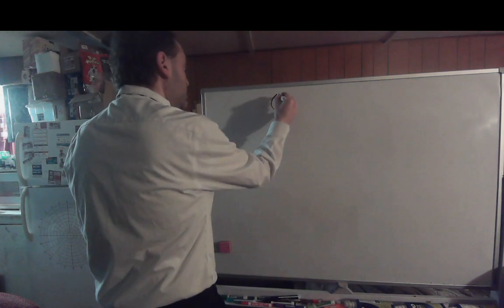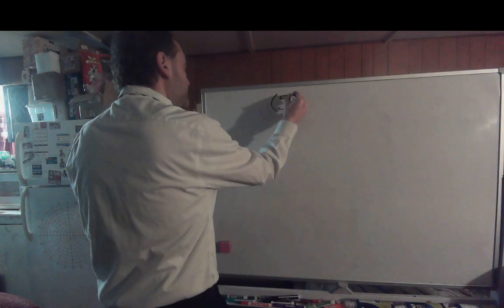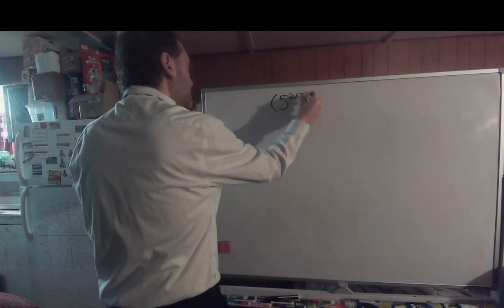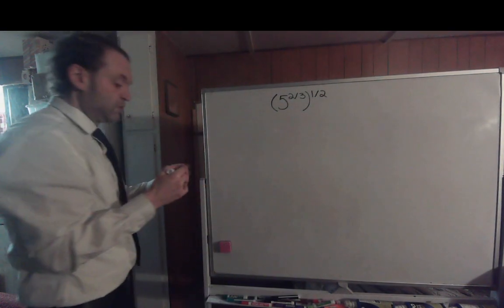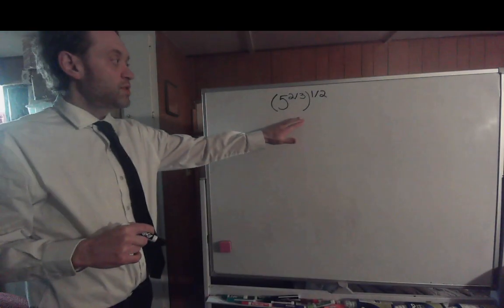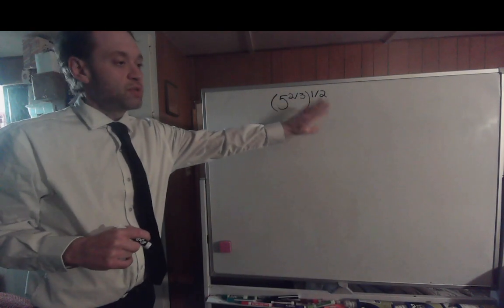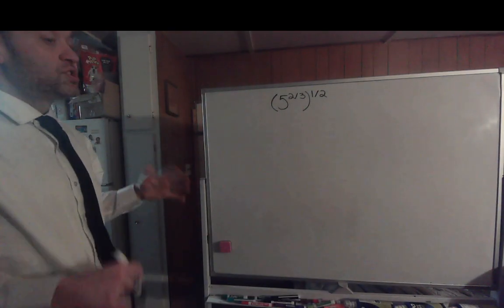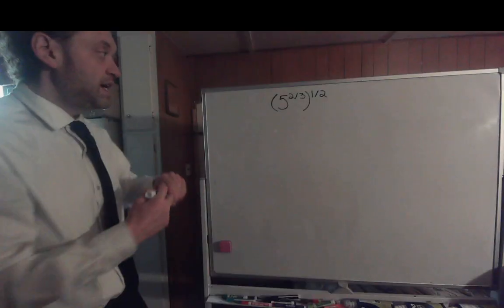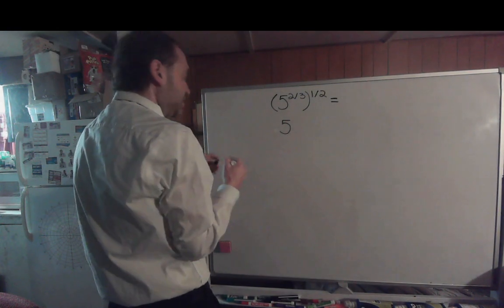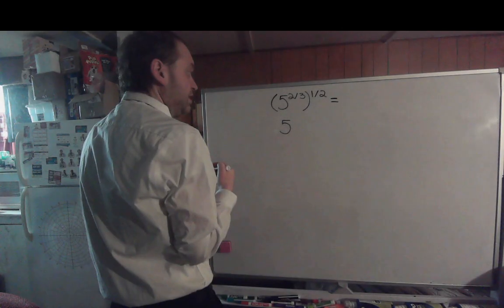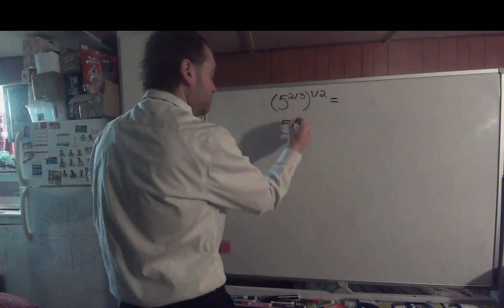All right. This one, we have 5 to the 2/3, that quantity raised to the power of 1/2. So we have 5 to the 2/3 raised to the 1/2 power. So this is where you're going to take 5 raised to the power of these two exponents multiplied together. So what is 2/3 times 1/2? That would literally just be 1/3, right?